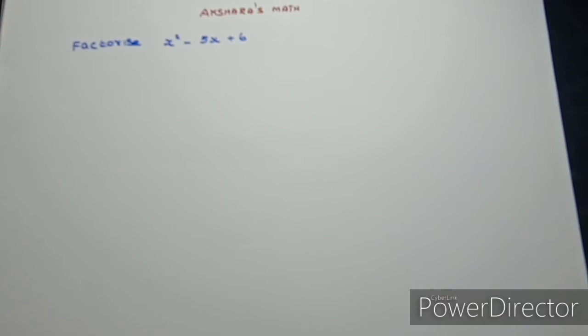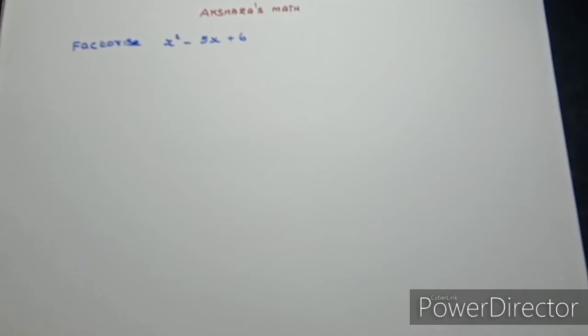Welcome to Akshara's Math. We have already completed the geometrical meaning of zeros of a polynomial. Now we are going to the next exercise, exercise 2.2. It deals with the relationship between the zeros and the coefficients of the polynomial. Before going into that, let us have a quick look at how to solve a quadratic equation. This will be highly useful for finding the zeros of the given polynomial.